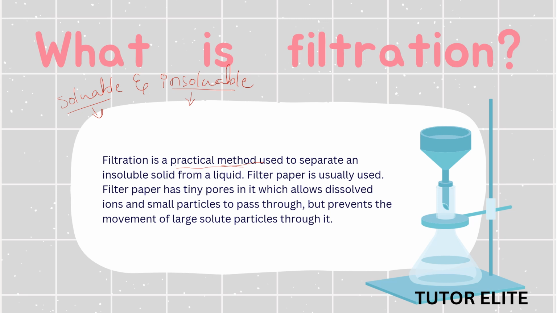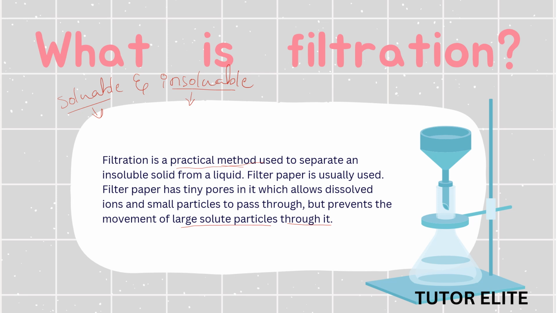Filtration is a practical method used to separate an insoluble solid from a liquid. That is, whatever solid insoluble components are in the liquid which are not dissolved, we remove using the filtration method. Filter paper is usually used. Filter paper has tiny pores which allow dissolved ions and small particles to pass through, but prevent the movement of large, insoluble particles.